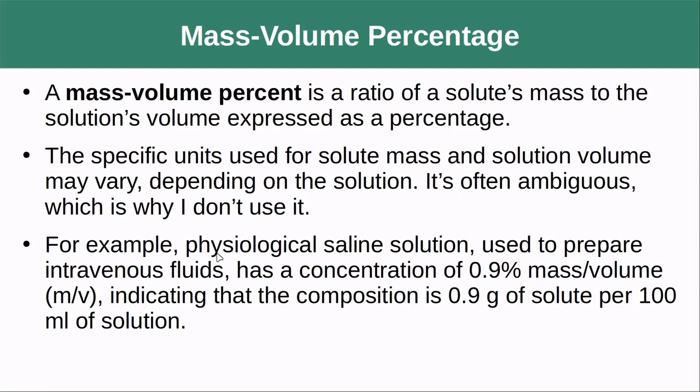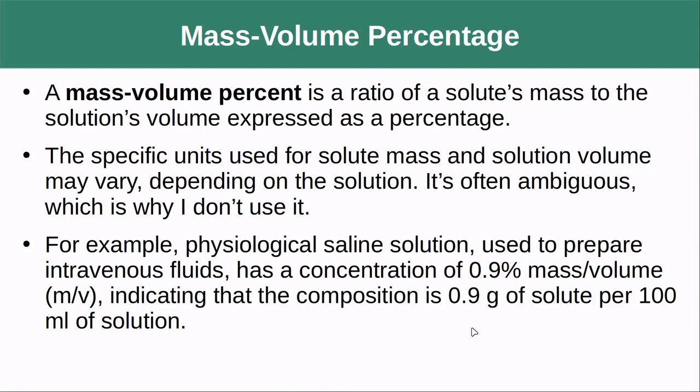You do see this quite a bit, but only in the context of certain disciplines. For example, physiological saline solution used to prepare intravenous fluids has a concentration of 0.9% mass over volume. Okay, and that could be expressed as this M over V, indicating that the composition is 0.9 grams of solute per 100 milliliters of solution.